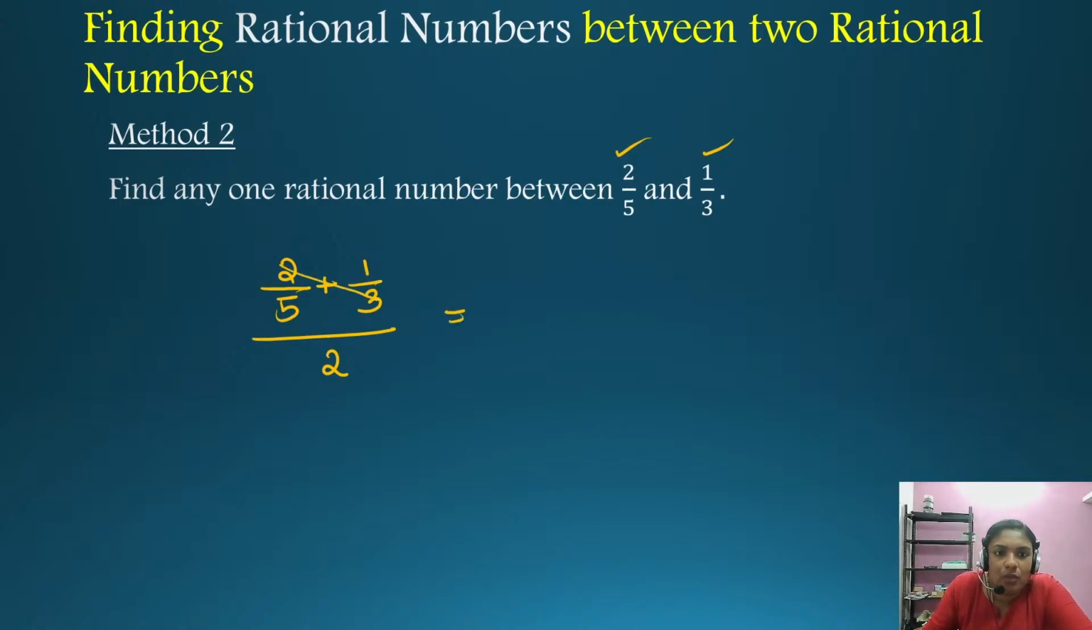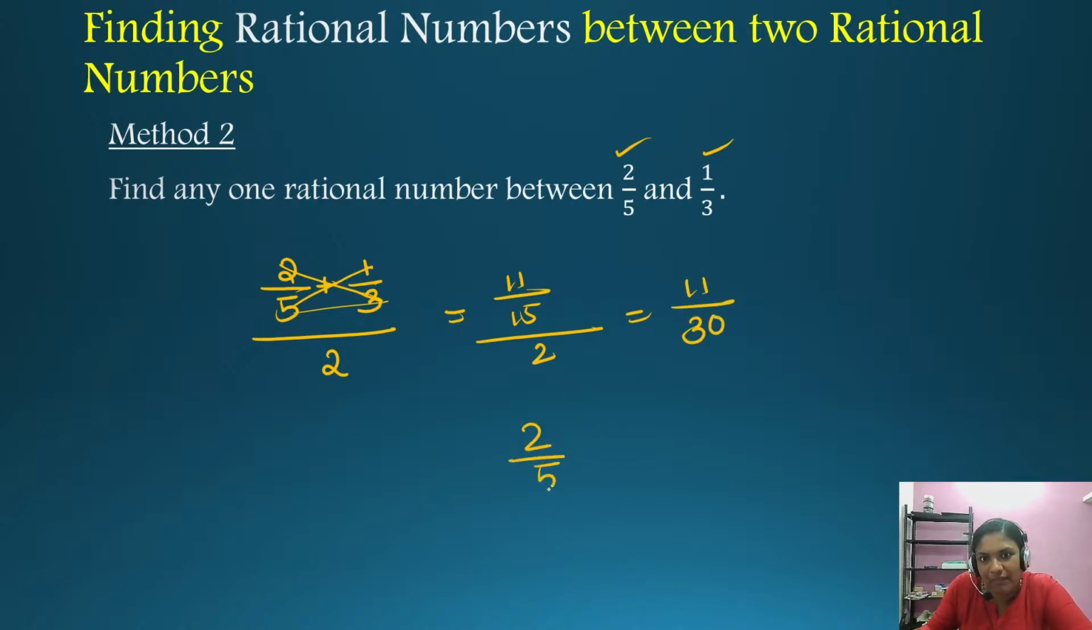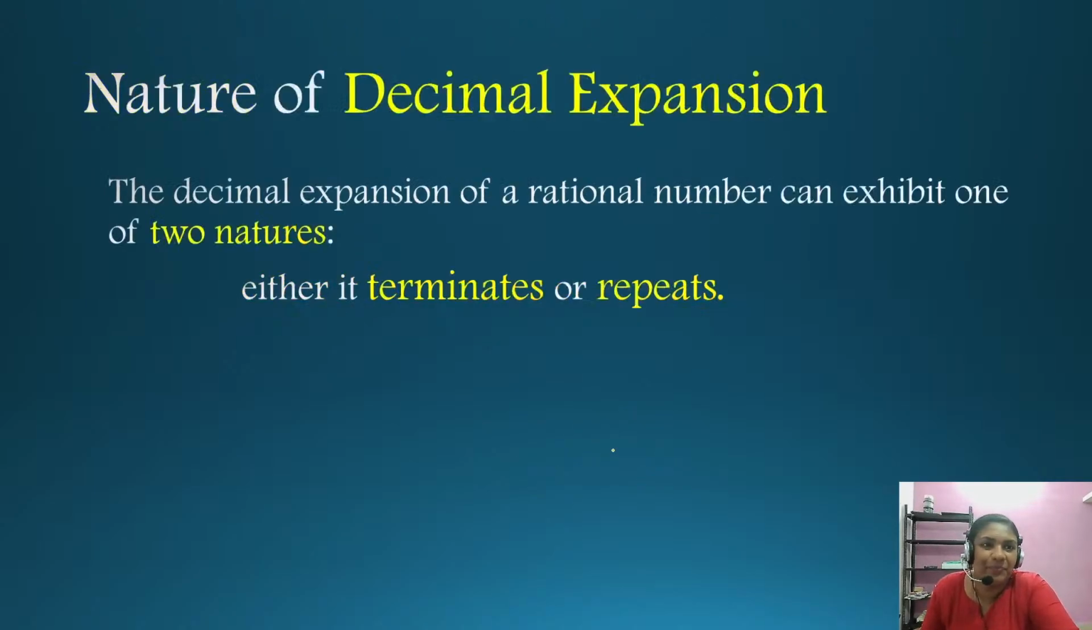Okay, let's add. 2 threes are 6 plus 1 into 5, 5. So 6 plus 5, 11. 11 by 5 threes are 15 divided by 2. So that means 11 by 30. So 2 by 5 and 1 by 3 are here, and one of the rational numbers existing between 2 by 5 and 1 by 3 is 11 by 30. Okay, so these were the two methods.